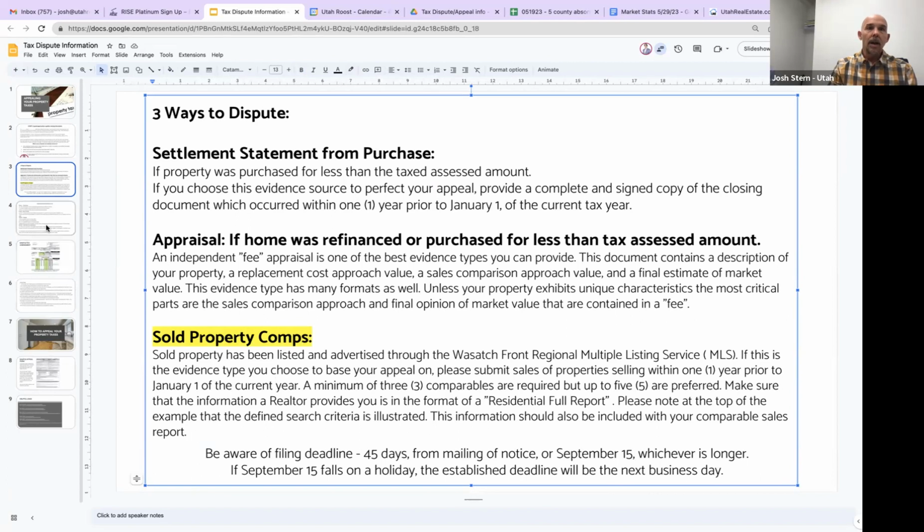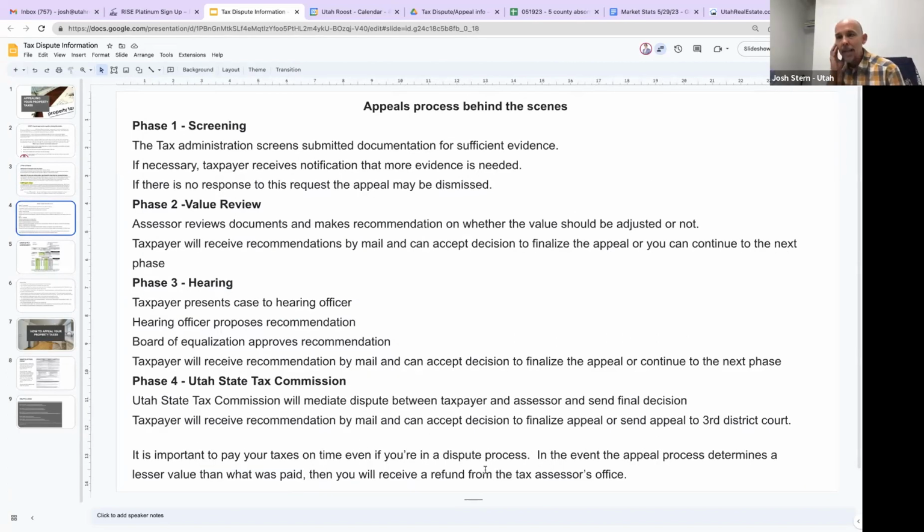All right, well, let's talk about what happens behind the scenes during the appeals process. The first part is the tax administration essentially screens the submitted documentation for sufficient evidence, AKA if a real estate agent is helping, they're looking at the CMA report that we prepare. When you prepare a CMA report, you're going to do the summary analysis, the full comps, and the comparison analysis. Those are the three components that you'll send to your client that they'll also send in. If necessary, taxpayer receives notification that more evidence is needed.